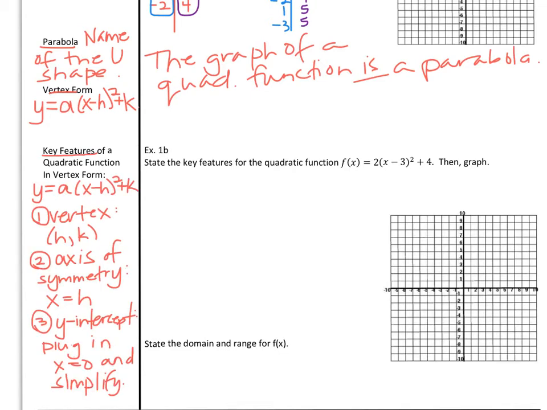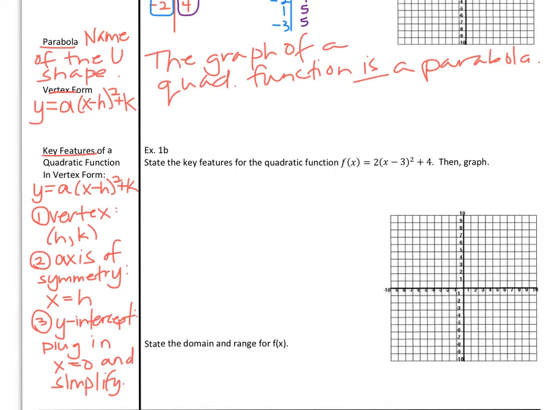Looks like there are a lot of steps, but really there are only 3. When you have a quadratic function in vertex form, you want to find the vertex, the axis of symmetry, and where it crosses the y-axis, the y-intercept.